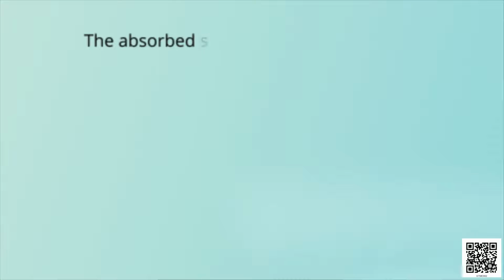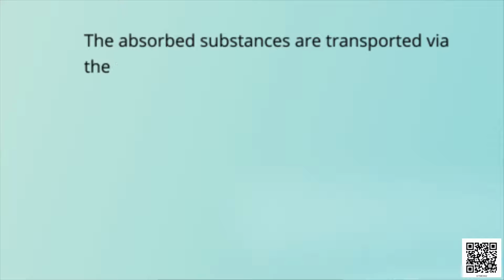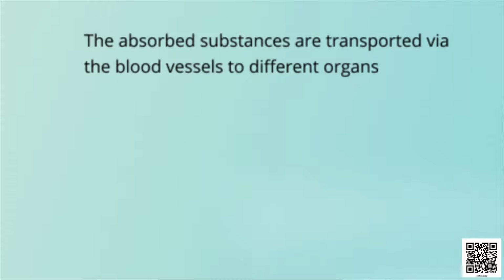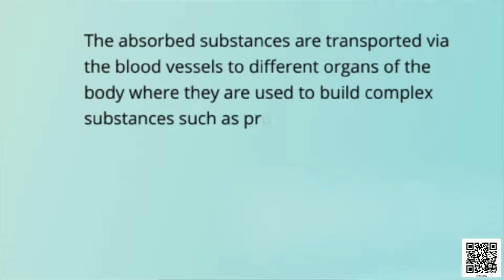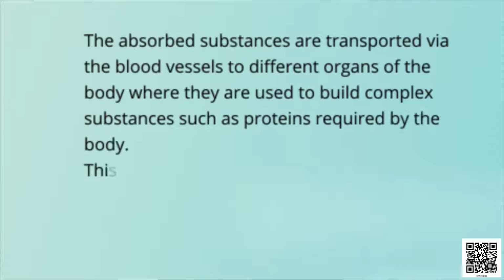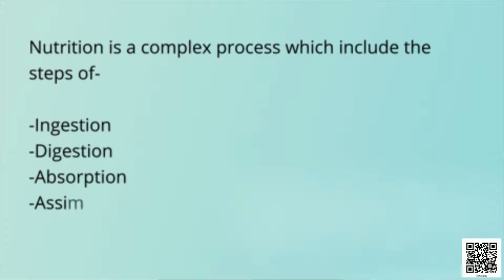The absorbed substances are transported via the blood vessels to different organs of the body where they are used to build complex substances such as proteins required by the body. This is called assimilation. So, students, we learned here that nutrition is a complex process which includes the steps of ingestion, digestion, absorption, assimilation, and egestion.